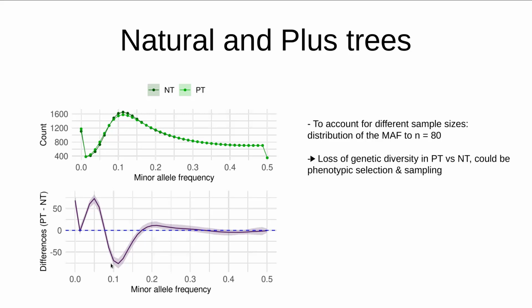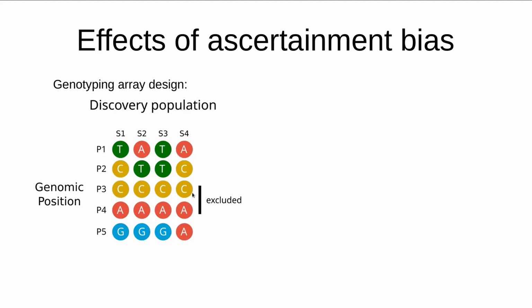So in other words, a slight decrease of genetic diversity in the +3s. So this could be due to phenotypic selection or sampling. However, it could also be explained by ascertainment bias, which we'll explain now. So ascertainment bias appears because of the way genotyping arrays are designed.